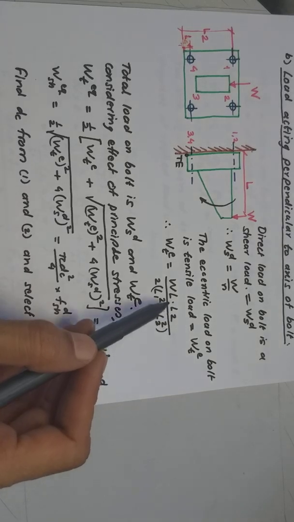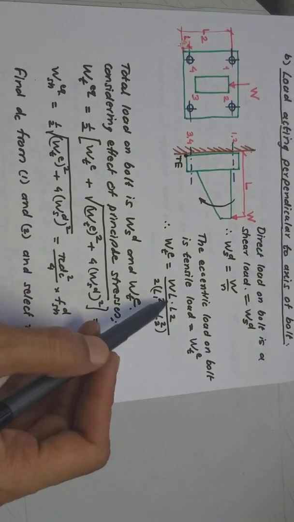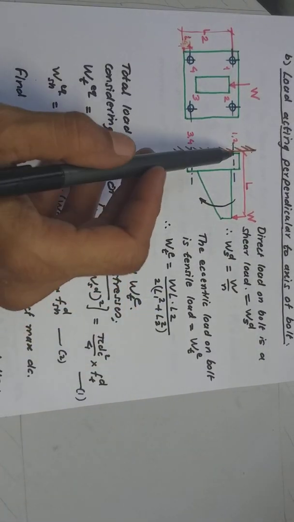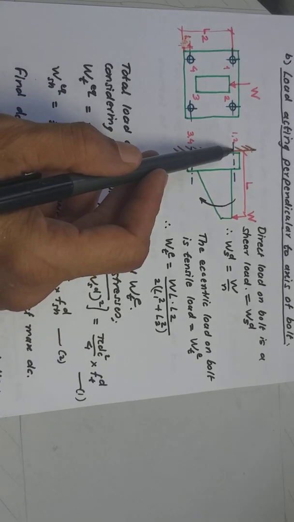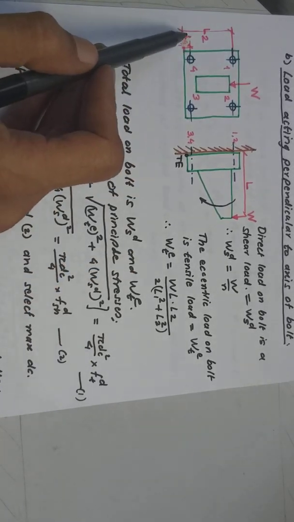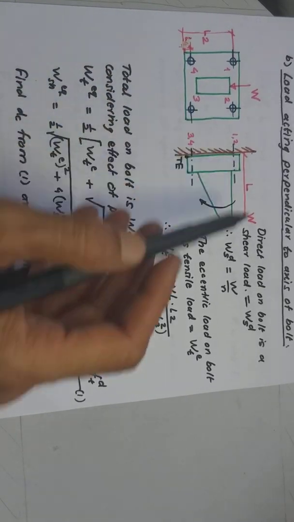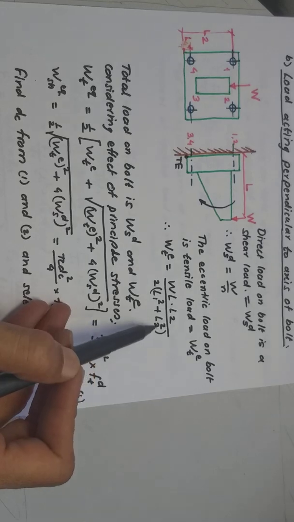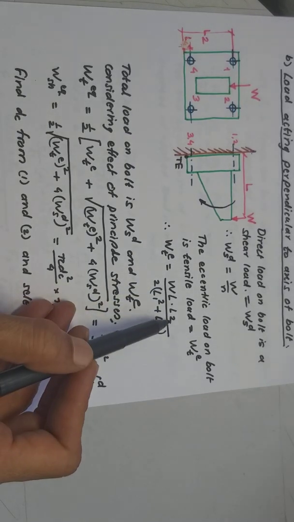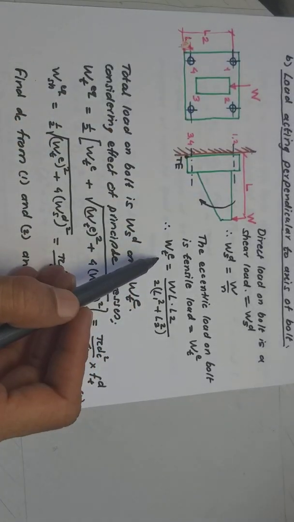It is the same way, W into L upon W into L into L2, because L2 is the bolt which is at point 2 here. So it is at a distance L2. So this is the worst affected bolt. So the maximum load is on this bolt, and that is given by small w multiplied by L2, that is the distance of the worst bolt. So that is the eccentric load.